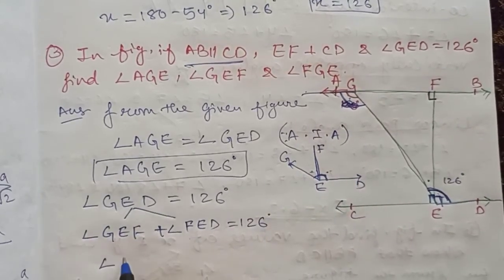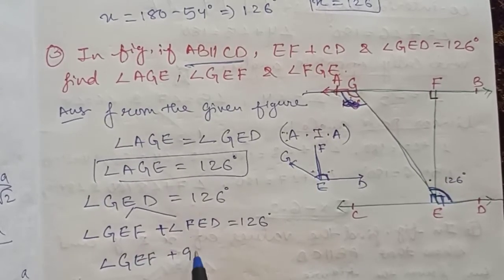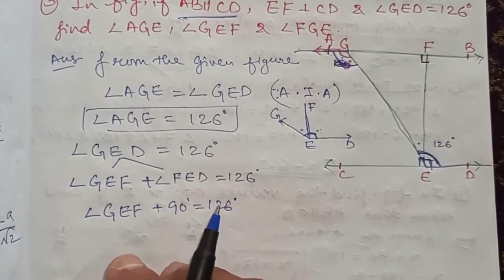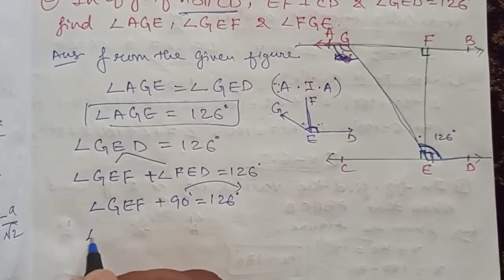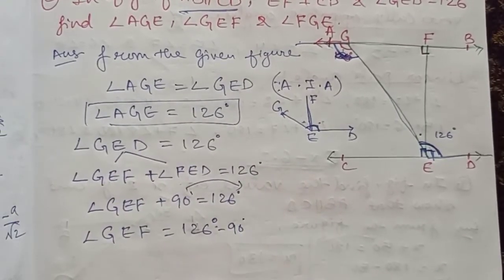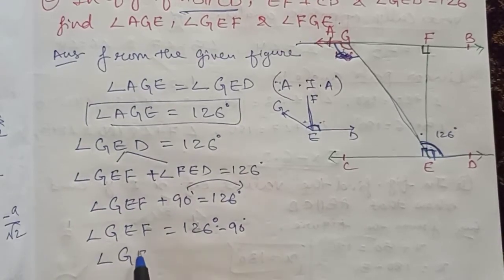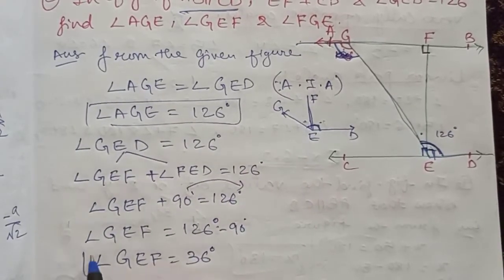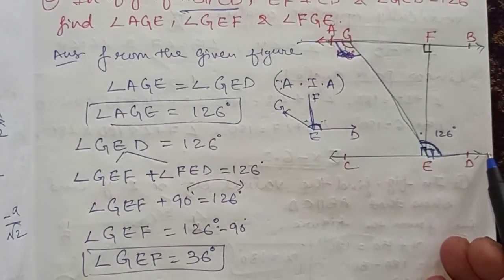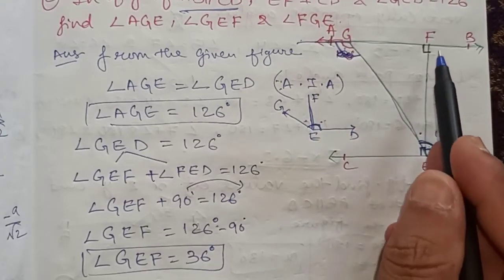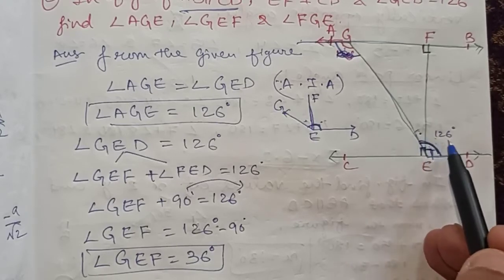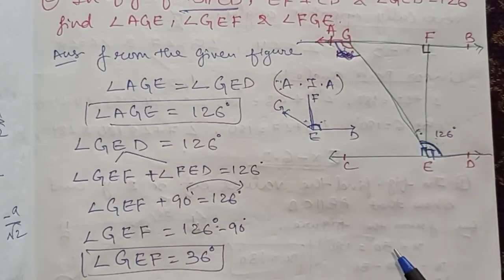What is FED? FED is 90 degree, so 90 plus GEF equals to 126 degree. Now shift 90 this side, you will get GEF equals to 126 degree minus 90 degree. So angle GEF is how much? 36 degree. Getting? In this way you can calculate GEF. Look at here, this is GED 126 degree. GED is cut into two parts, GEF, FED. FED is 90, so 90 plus 36 is definitely 126. Getting? In that way we can able to find out.